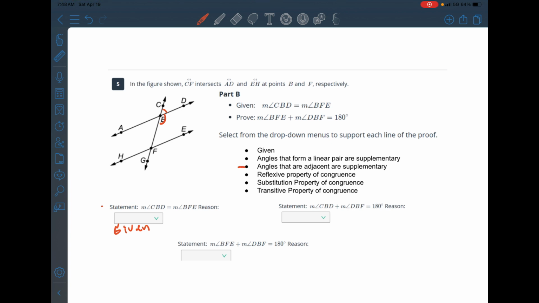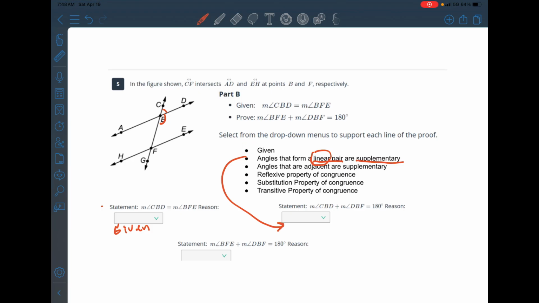Supplementary means 180 degrees. Is there something else that shows 180 degrees? Well, look, here's something that says supplementary, and it's a linear pair. We don't talk about it a whole lot, but the key word here is linear. They make a line. Do those two angles make that line? Yes. So that would go here.